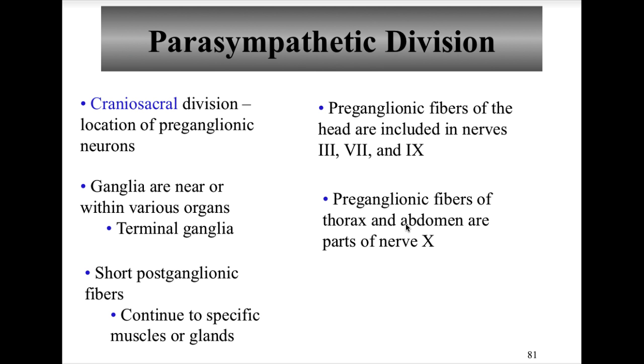So if you look here, the craniosacral division is the location of the preganglionic neurons, with the ganglia near or within various organs, so they're terminal ganglia. You have short postganglionic fibers that continue to specific muscles or glands. You have preganglionic fibers of the head, which are included in nerves 3, 7, and 9. And you have preganglionic fibers of the thorax and abdomen, which are parts of nerve 10.